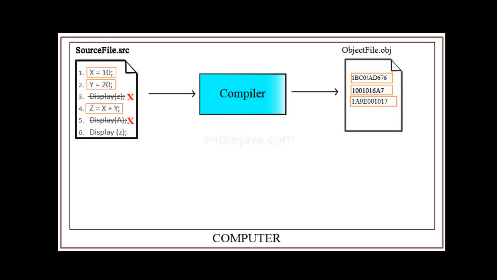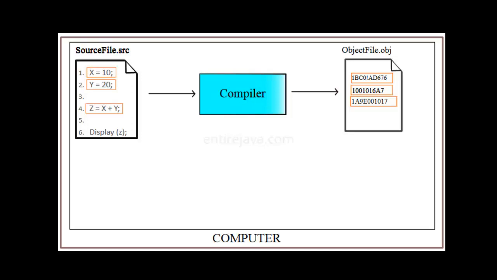So the programmer will fix the bugs by removing line number 3 and 5, as they are not of any use anyway, and he compiles the program once again. Now your computer will run it and show the output you're expecting. It will be 30 and will be displayed on your screen.